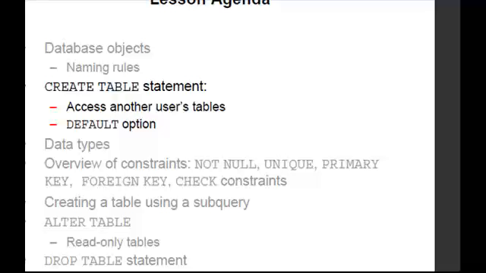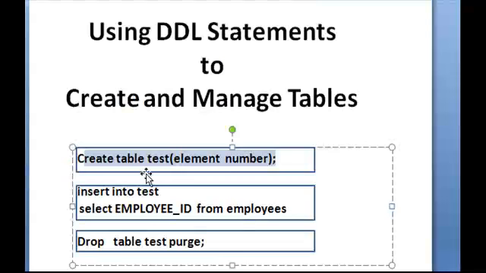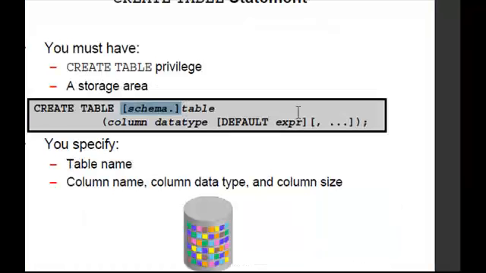Already we saw how we can create a table, how we can access another user's table, and what the default option is. The syntax for creating a table is as follows: create table, schema name, table. The schema name is optional. As you see in the example where we created the table, we just used test. We didn't use DE45A01.test. That's optional. And then we specify a single column, but we can do it with multiple columns.